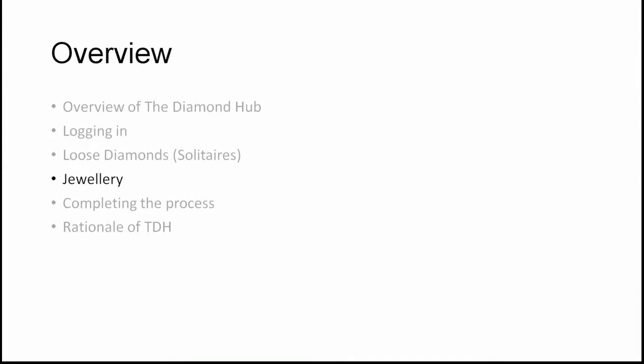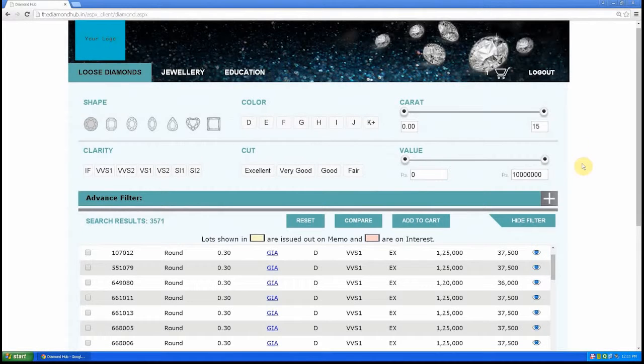Now we will explain the jewelry selection process on the Diamond Hub to you. We have just explained the loose diamond selection process to you. However, most clients who come to your store would generally prefer coupling their diamond with small piece of jewelry, generally a ring, earring, or pendant. Hence, the Diamond Hub offers that option as well.